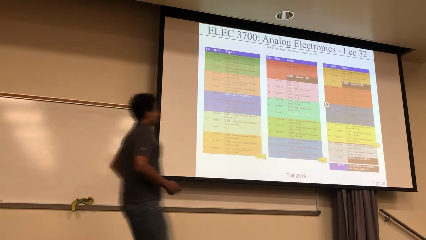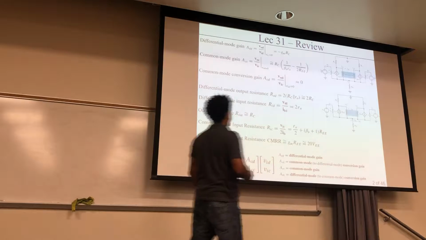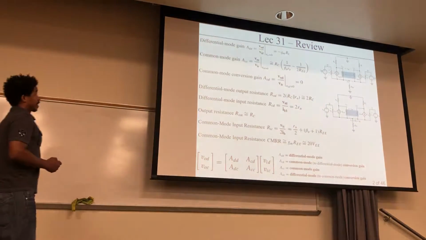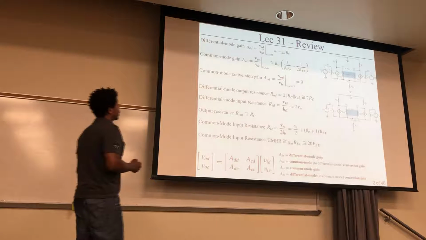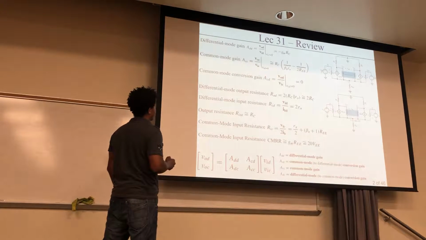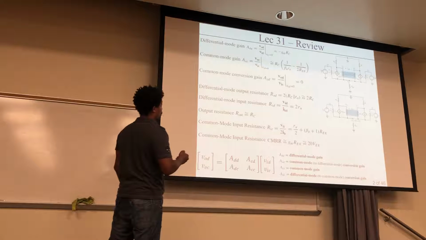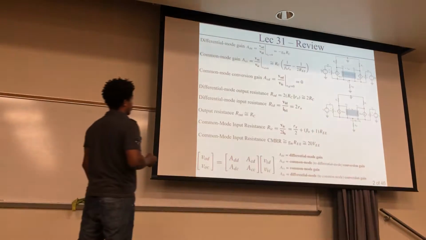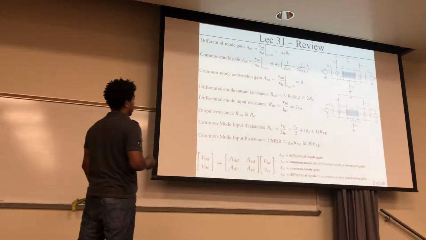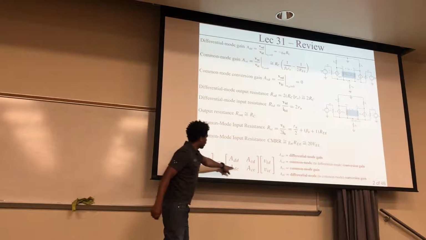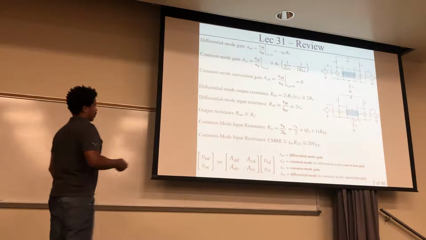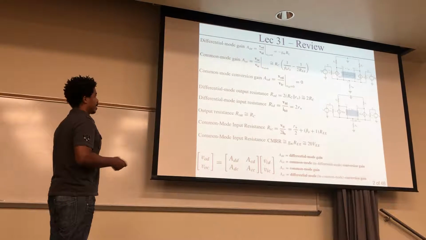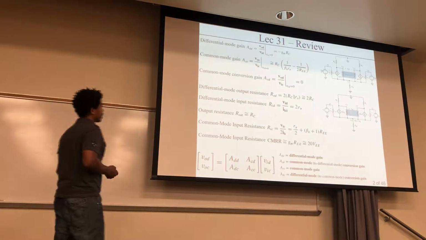So now we're at lecture 32, and for a quick review, last lecture we looked at the differential mode gain, ADD, and the common mode gain, ACC. Remember you can approximate this as 0 if your output resistor, your output resistance, is quite large. The common mode conversion gain, ACD, is 0, and this one is 0 as well, if both sides are fully matched.